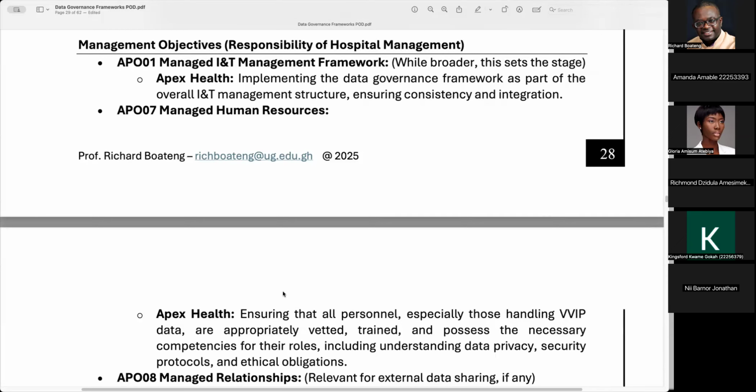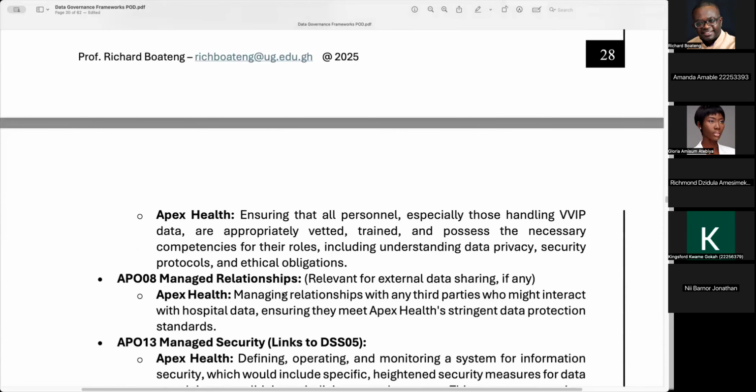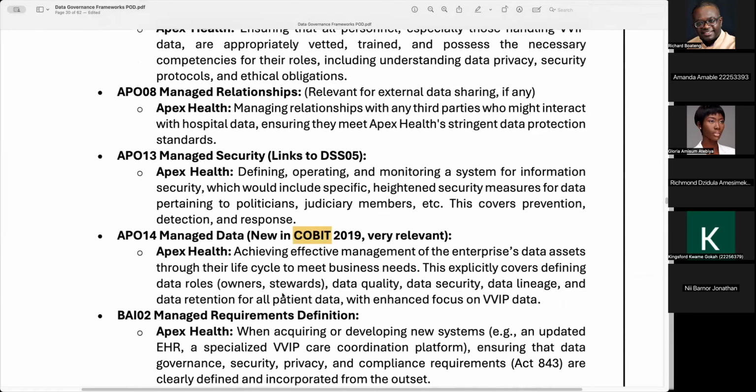Security is obviously key. Yes, APO13, Managed Security, links closely to a detailed objective in the Deliver, Service and Support domain, DSS05, Managed Security Services. Together, they cover defining, operating, and monitoring the hospital's comprehensive information security system, including implementing specific, heightened technical and procedural measures for VVIP data protection, covering prevention, detection, and rapid response to threats. And APO14, Managed Data, you mentioned this was new in COBIT 2019. Yes, and it's highly applicable here. It focuses explicitly on the effective management of data assets throughout their entire life cycle.